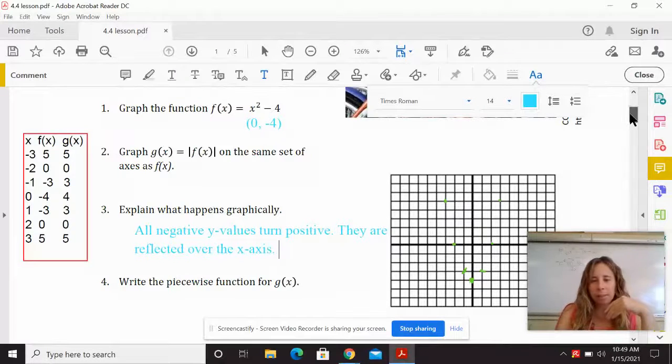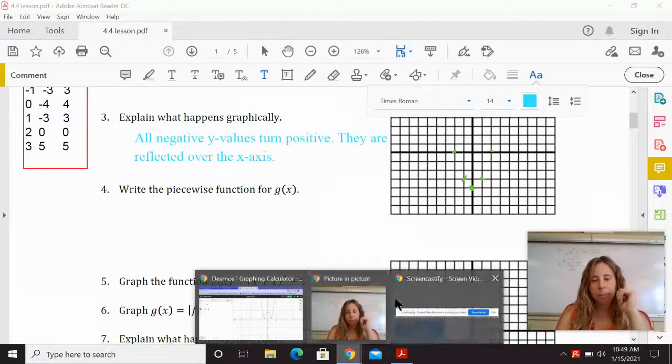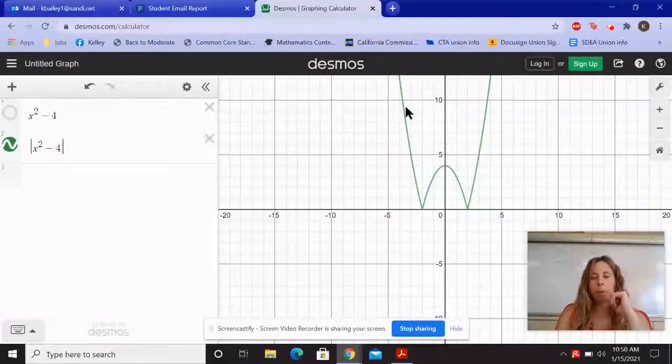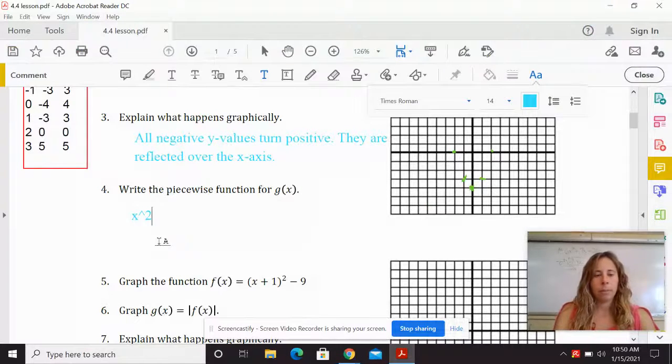So then the piecewise for this, for g of x, so for the absolute value one, the first part of your graph is exactly the same. It's x squared minus 4. Remember, they're overlapping, so the first part of your graph is exactly the same. So the equation for the first part of your graph is x squared minus 4. Okay? We'll come back to the domain in a second.